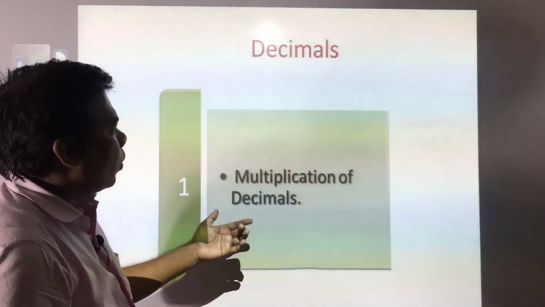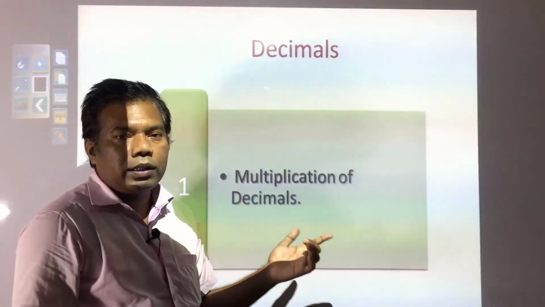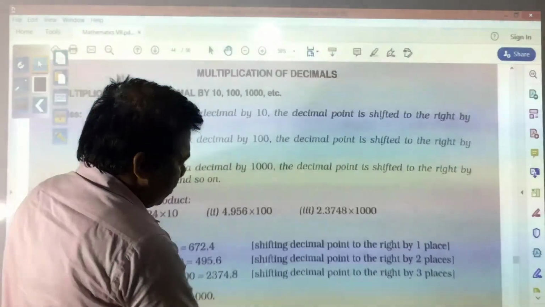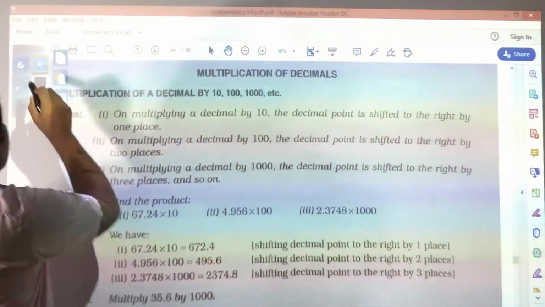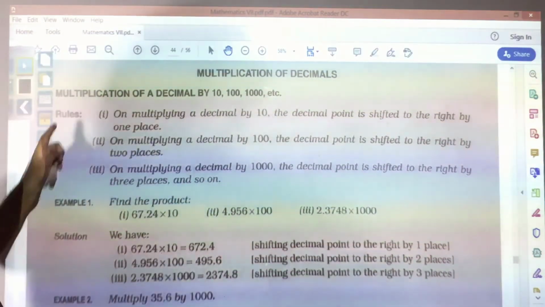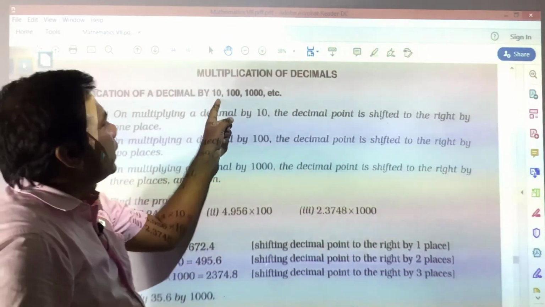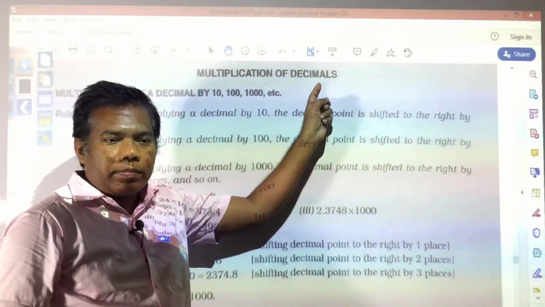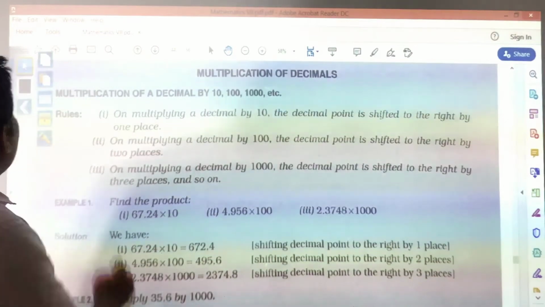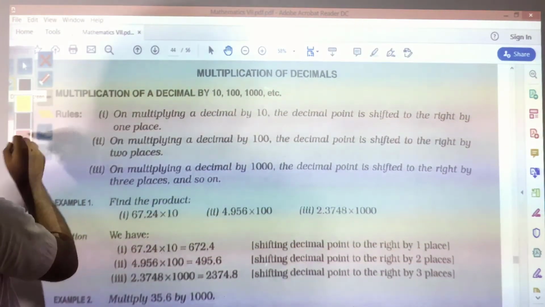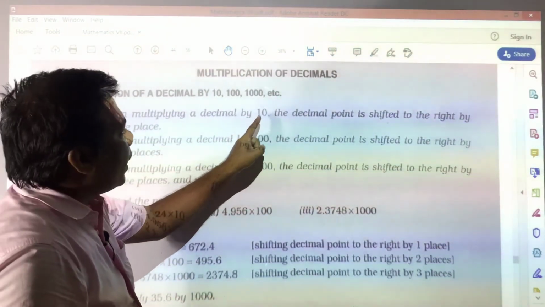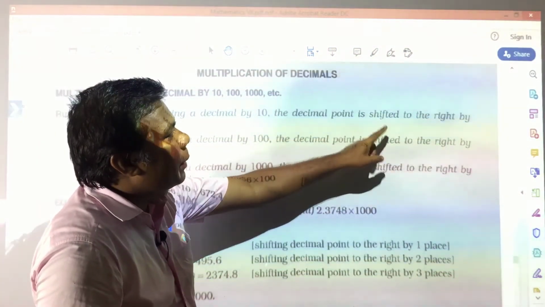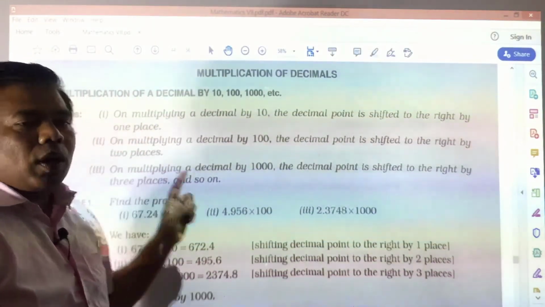Here you see we are going to see multiplication of decimals. So, let us start. First we will see multiplication of decimal by 10, 100, 1000, etc. What rules do we have for that? On multiplying a decimal by 10, the decimal point is shifted to the right by one place.